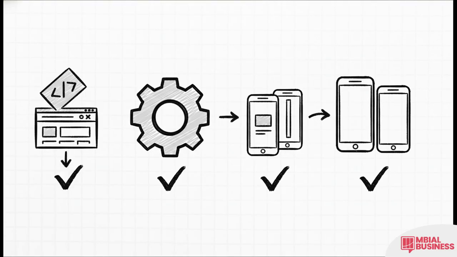So, what should you do right now? Here's your immediate action plan. First, install the Meta Pixel on your website. Seriously, this is non-negotiable. It's the little piece of code that tracks sales and tells you if your ads are actually working. Without it, you are flying blind.